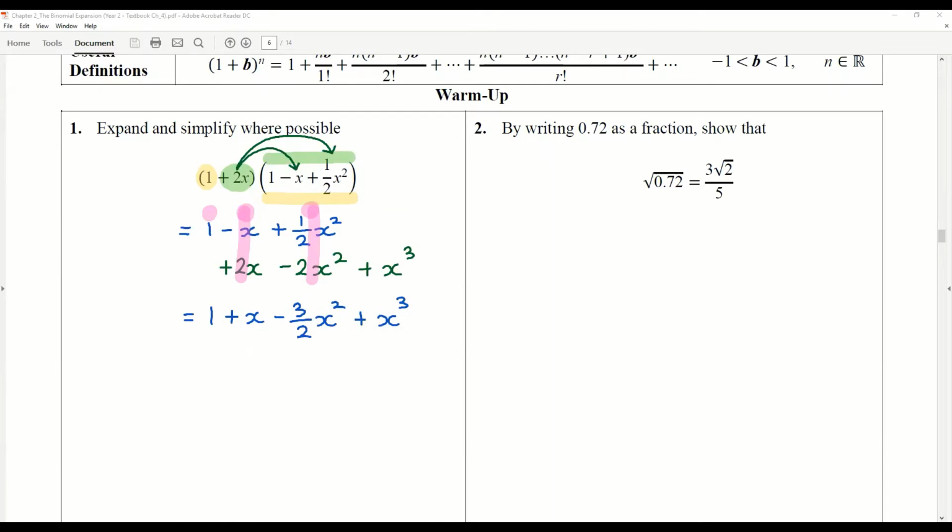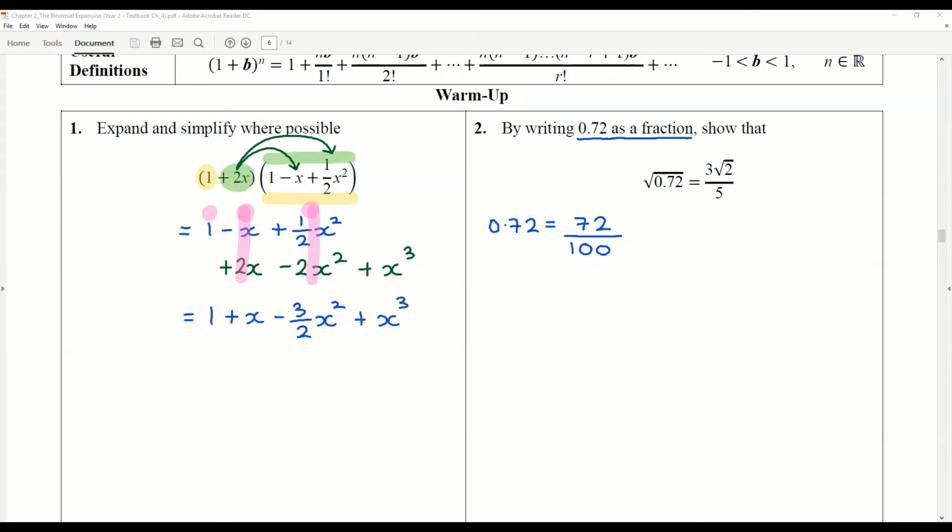All right, so moving on to question 2. This is a very useful skill in this topic, and this crops up in the exam questions. We have to write 0.72 as a fraction. So it tells us to do this. And we have to show that if we take the square root of that, we get 3√2/5. So pay close attention to this and maybe refer back to this later. If I want to write 0.72 as a fraction, well, the easiest way to do it is to obviously, that will be 72 hundredths, which is essentially what 0.72 is.